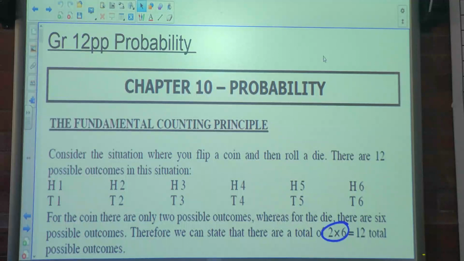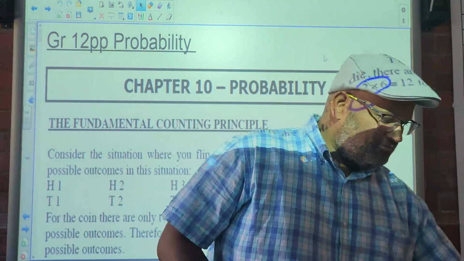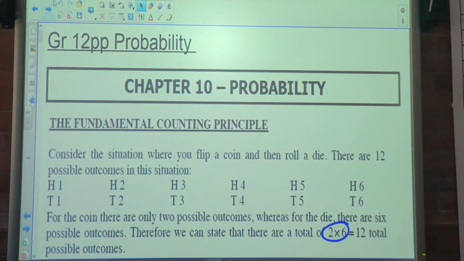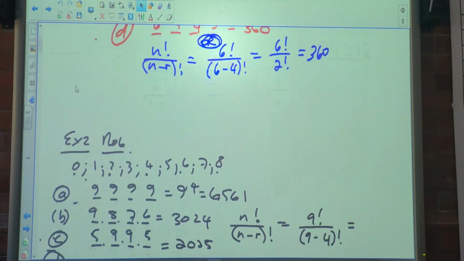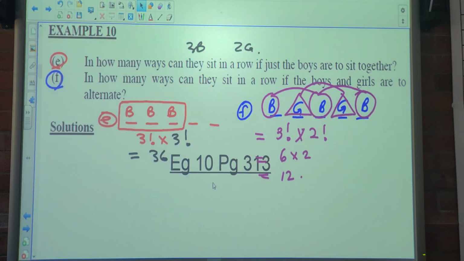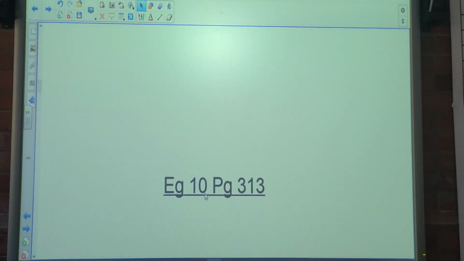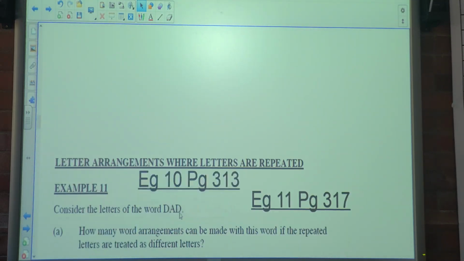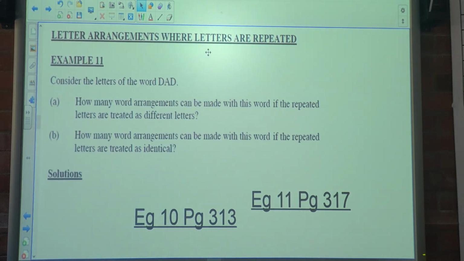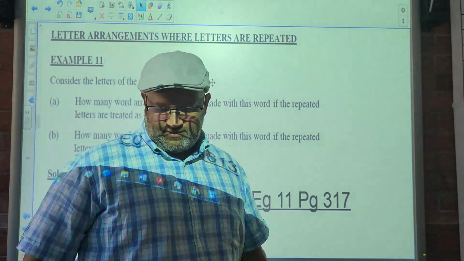Okay, good morning class. So today we're looking at probability. Now last lesson we spoke about the arrangement of objects in a row. Now we're looking at the reading for today, which would be letter arrangements where letters are repeated.